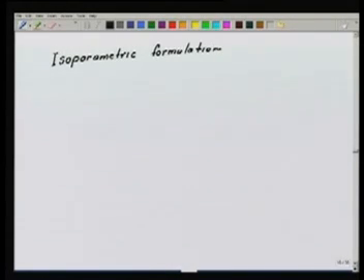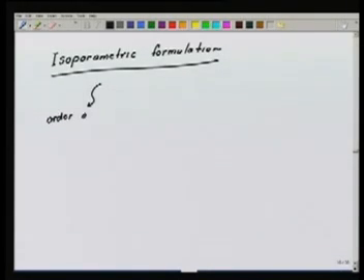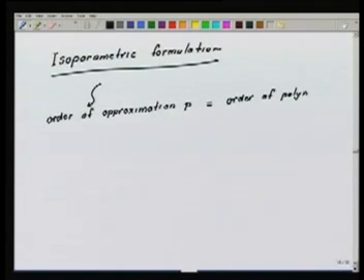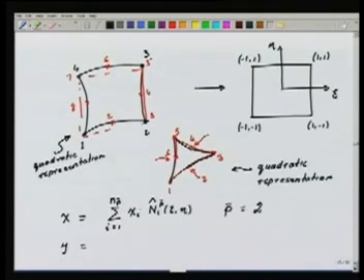Okay, that is the order of approximation for the finite element solution, P equals the order of polynomial representation of geometry, P bar. Okay, let's go back here and see something interesting.